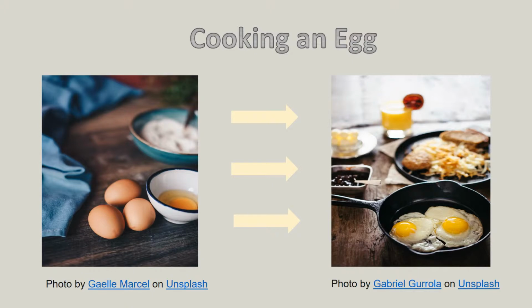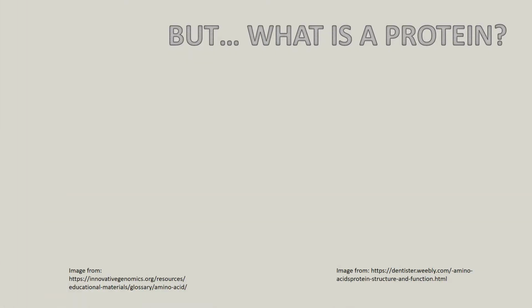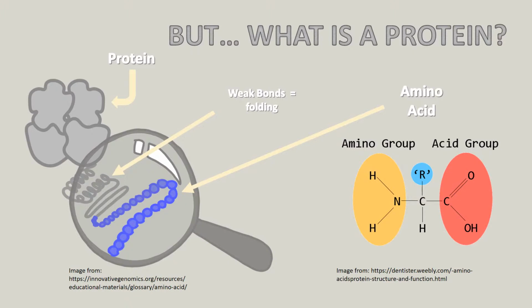But what exactly is a protein? Knowing the answer to this question allows us to understand what happens when you cook an egg. Proteins are chains of amino acids. Amino acid molecules strongly bind to each other to form chains. The amino acid strands fold and bind weakly with other parts of the chain to make a 3D shape. This complex shape forms a protein.